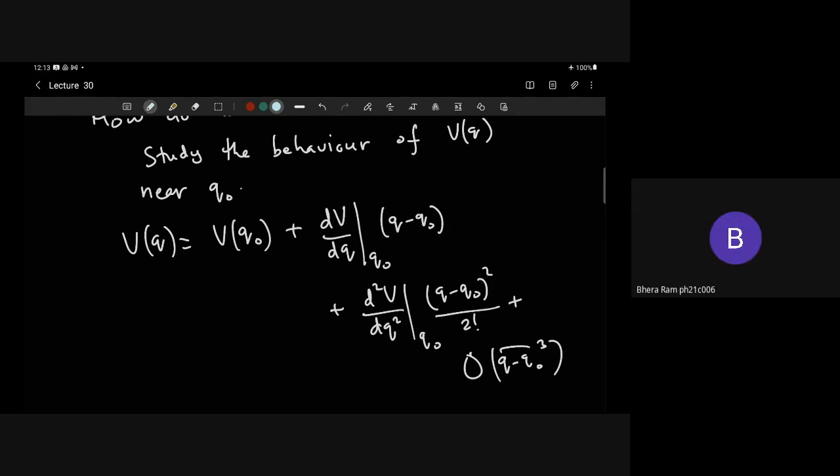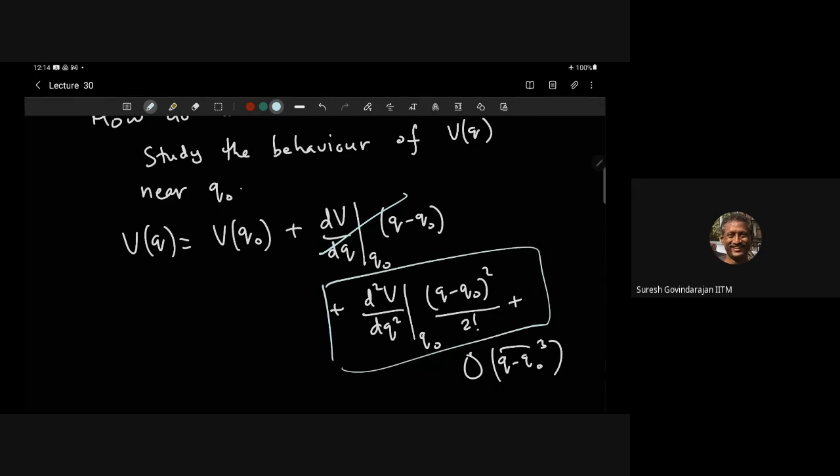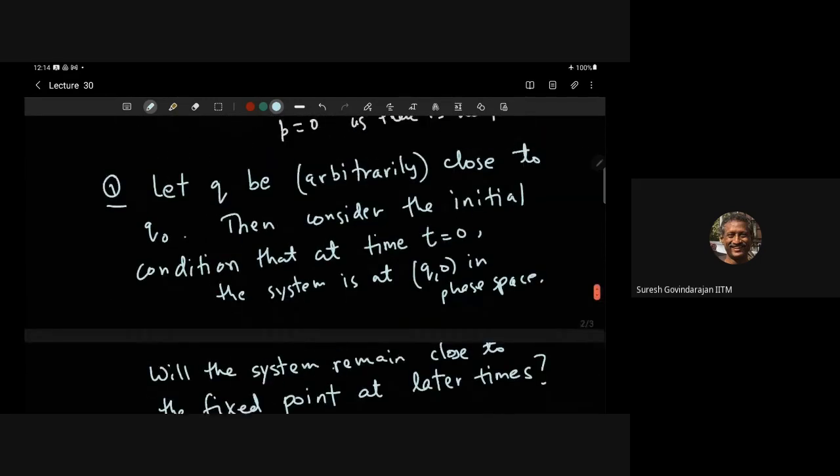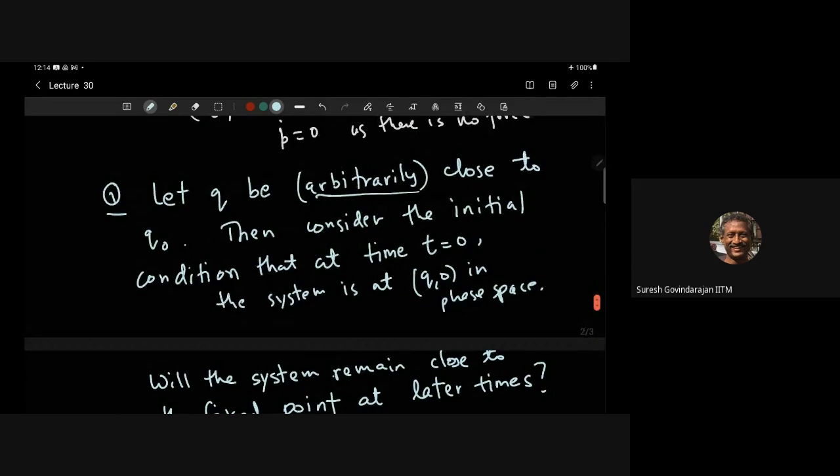Zero, right? So this term goes off. So really, this is the leading term. This is a boring constant. And so this is why I said we can bring it arbitrarily close. That means I can make Q minus Q naught as small as possible.